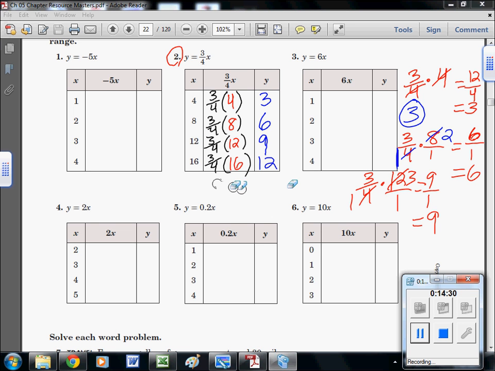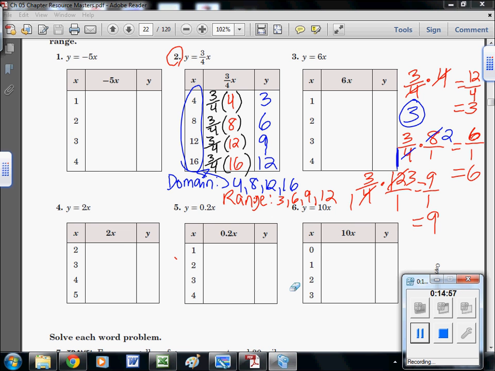And when they said to identify the domain, you would say the domain equals, and I'm going to take a shortcut. Look at that. All of those. The domain equals that. That's kind of being lazy. But you can take time to say 4, 8, 12, 16. That's your domain. And then your range is just going to be the others. So the range is going to be your 3, your 6, your 9, and your 12. Take time to write them out. In the beginning, we want to make sure you can identify which one is which. We want to lock it in for you so you know which one is which.